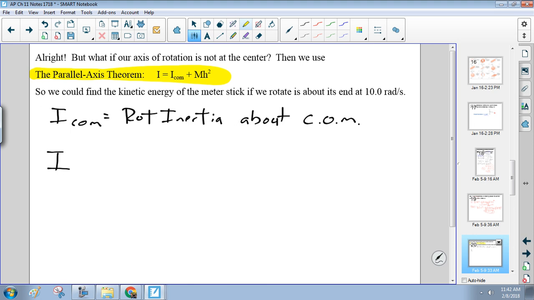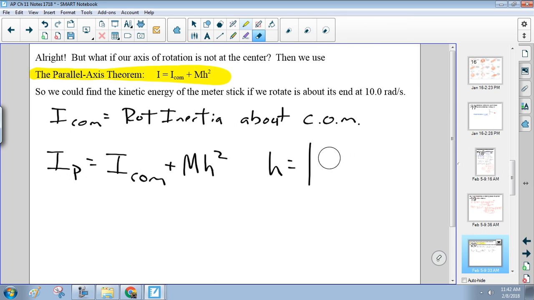Let's call it point P, by taking the rotational inertia of the center of mass plus m times h squared, where h is the distance between point P and your center of mass. Okay? So h is how far you have moved your axis of rotation from the center of mass, basically.